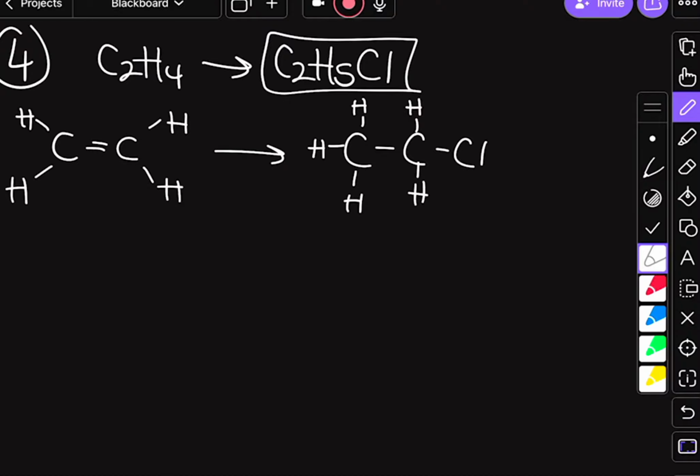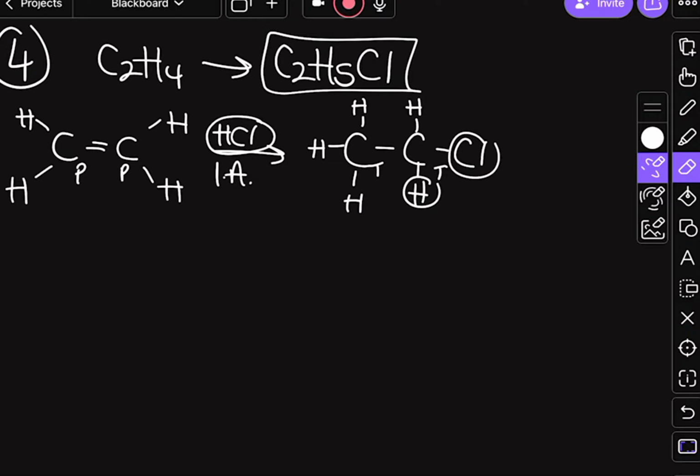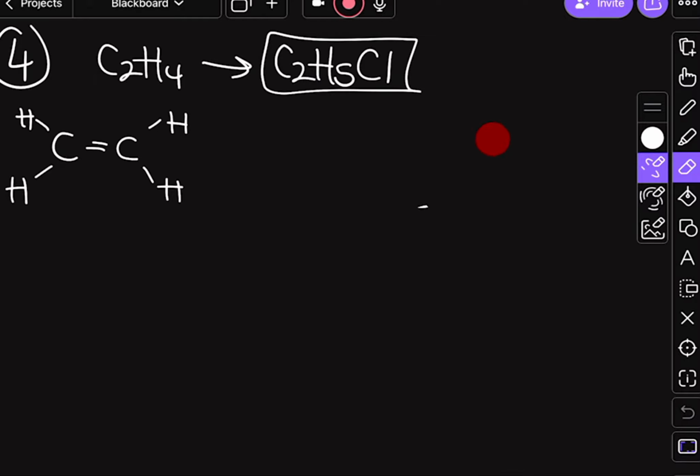It is addition, because I'm going from planar carbons here to tetrahedral carbons here. So this one is really, really important. And the difference between the alkene and the haloalkane is the fact that HCl has now been added. So this is an ionic addition mechanism, and our reagent in this case is hydrogen chloride. So we're going to get set up for how we would show the ionic mechanism for ethene and hydrogen chloride.